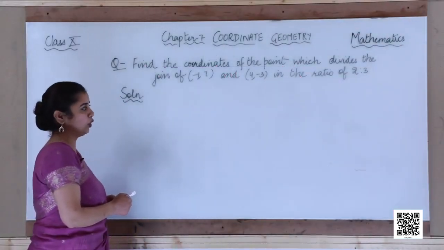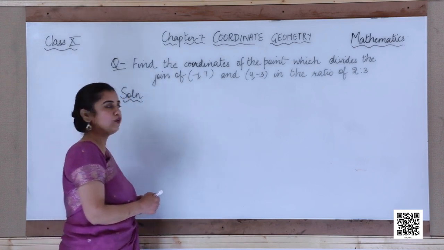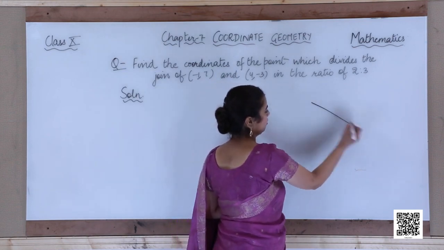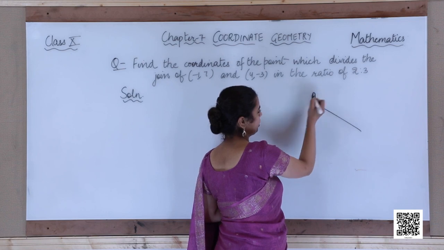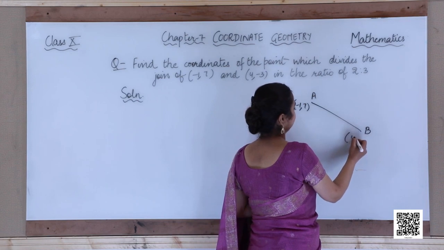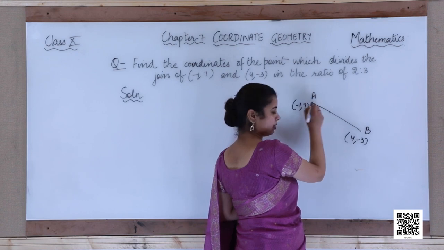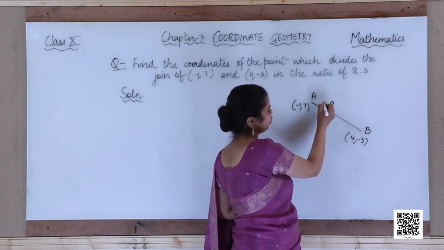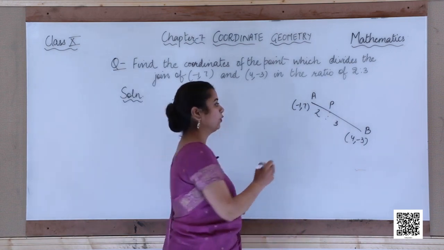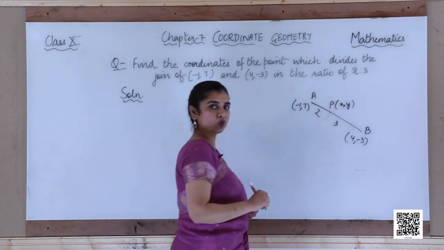Find the coordinates of the point which divides the join of (-1, 7) and (4, -3) in the ratio of 2:3. So there are 2 points, (-1, 7). Let me name this point as A and the other point as B. There is a point which is dividing this join, that is the join of A and B, in the ratio of 2:3. We want to know the coordinates of this point. Let me suppose that the coordinates are (x, y).